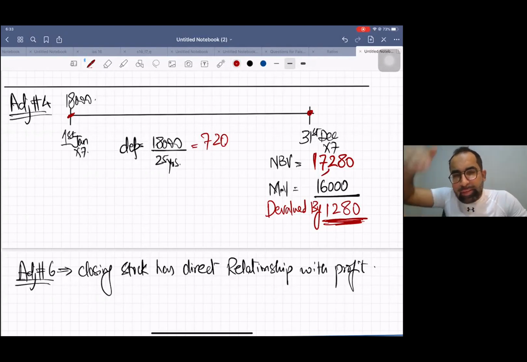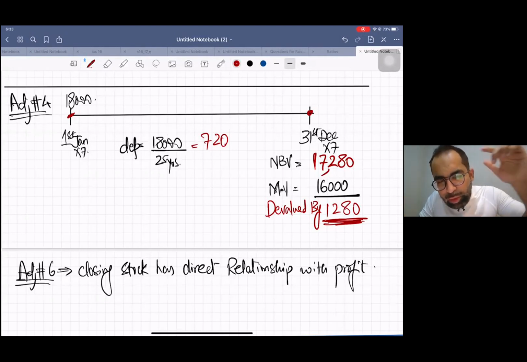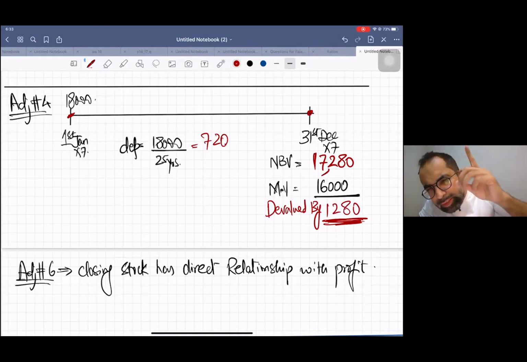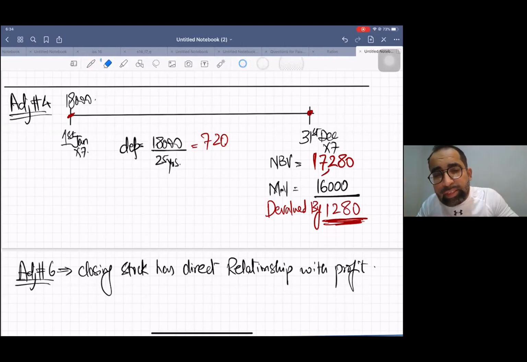The thing is that whenever the asset value goes down, listen to this summary: whenever you see a downward revaluation or impairment, just look at the trial balance. Is there any revaluation reserve related to this asset? The answer is yes. So first of all, cancel that revaluation reserve, and then the remaining amount will go in P&L.